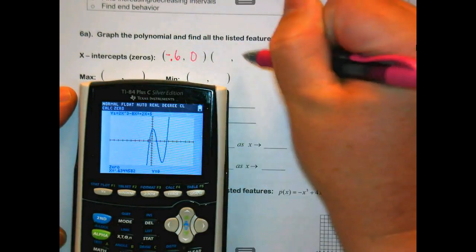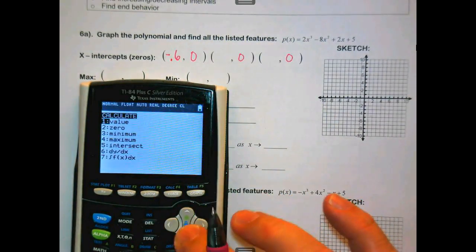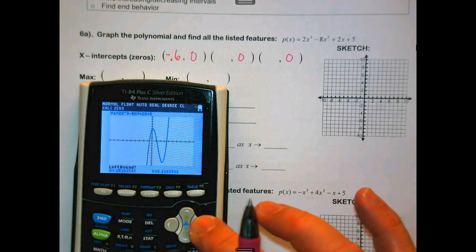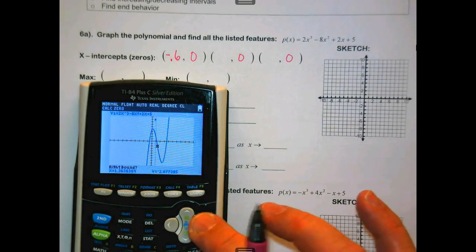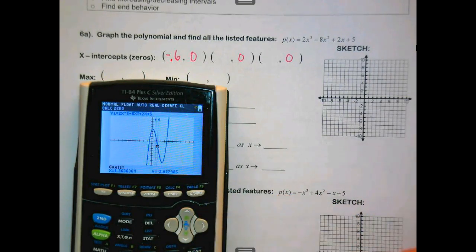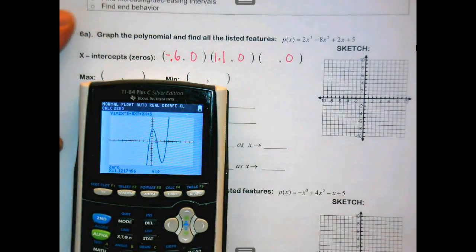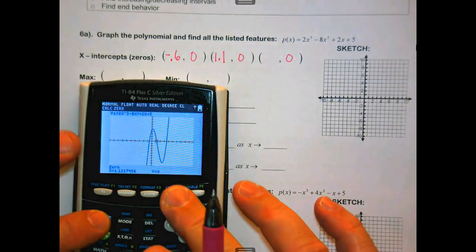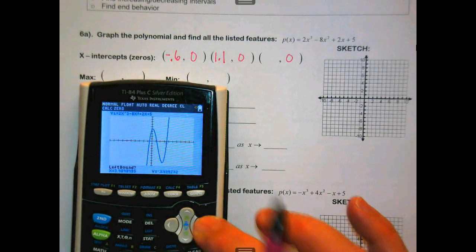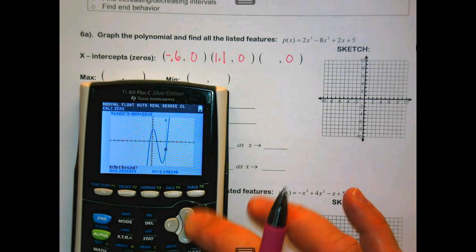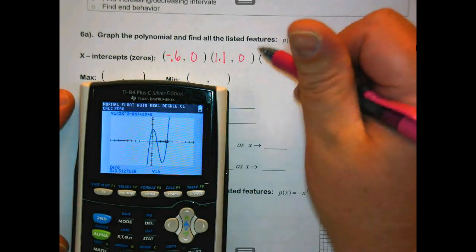And my y's are always going to be 0, right? My second one, trace, 0. Second one, this time my left bound's above the x-axis, my right bound's below the x-axis, hit enter again, and I get 1.0. Need my third one, trace, 0. Left bound's going to be below the x-axis, hit enter, right bound above, enter, enter, and I get 3.5.